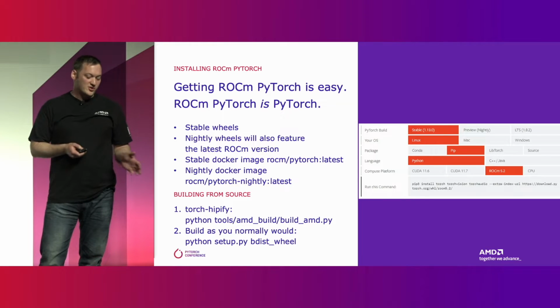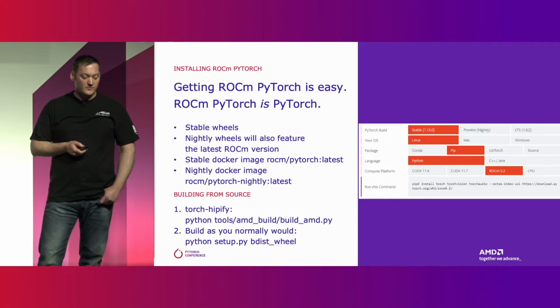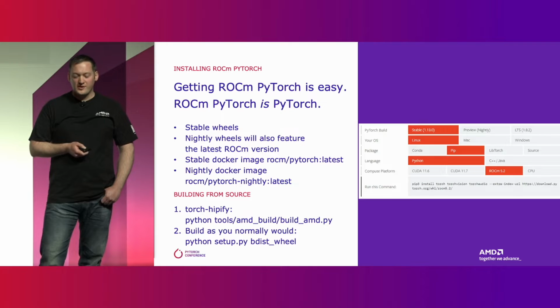So you can go to pytorch.org, the Getting Started page. You'll find us there right next to the other stable compute platforms. We have what you would expect: stable wheels, nightly wheels, Docker images as well, and soon we're going to have Conda packages too. But if you have to build it from source, it's really easy. There's only one extra step, and that's to run the Hipify tool first. And like I mentioned earlier, Hipify Torch is already part of PyTorch source code, so it's all there for you, ready to go.